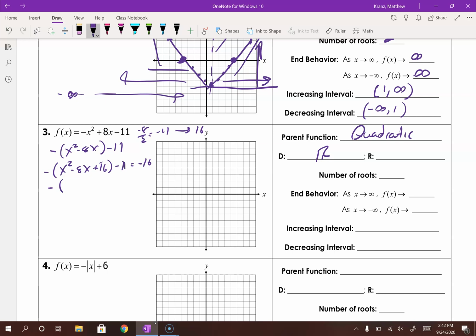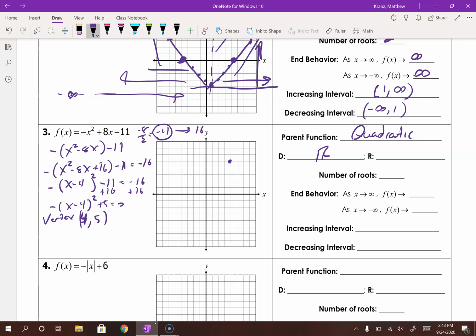When I factor this, right, I'm taking whatever my b term is, this negative 4. So that's what I get. x minus 4 squared minus 11 equals negative 16. When I add 16 to both sides, I get 5. Negative x minus 4 squared plus 5 equals 0. So that means my vertex is going to be at 4, 5. So I can go all the way to 4 and 5 right there.